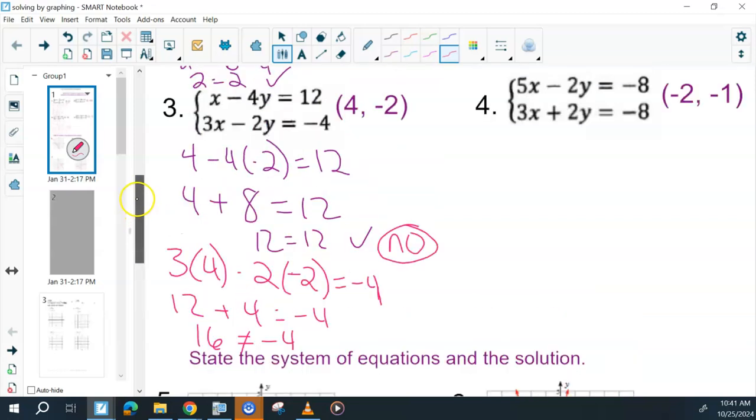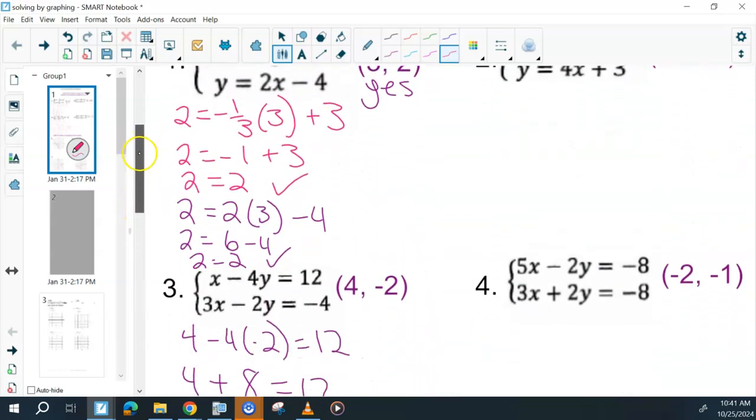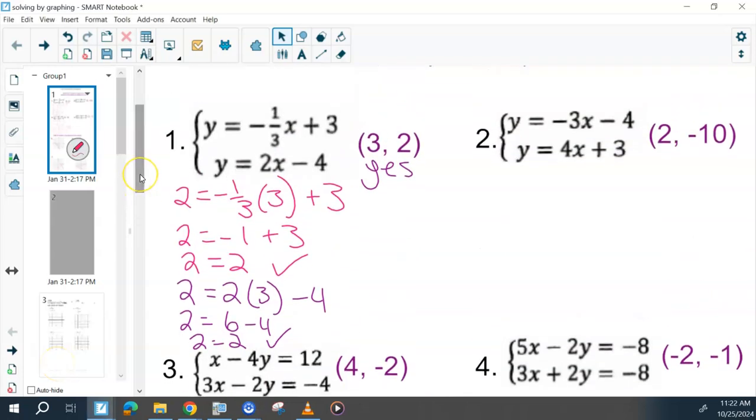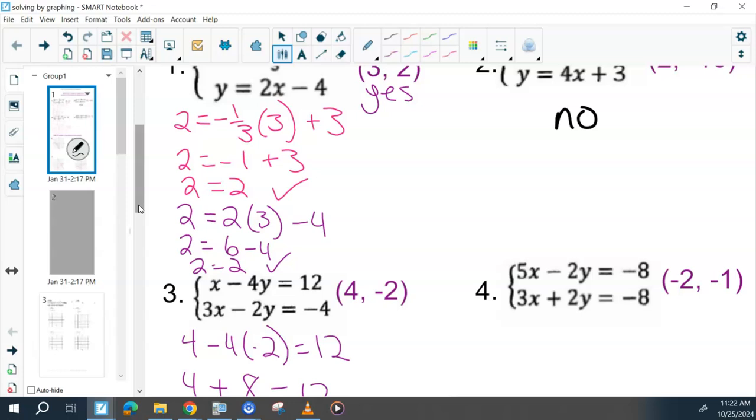I want you to try 2 and 4, and then we'll finish 2 and 4 after lunch. So start on that now. For the first one, did we find that was or was not a solution? Was not. Did anyone need to see that one? What about number 4? Did we get to that one? Did anyone find that was or was not a solution?